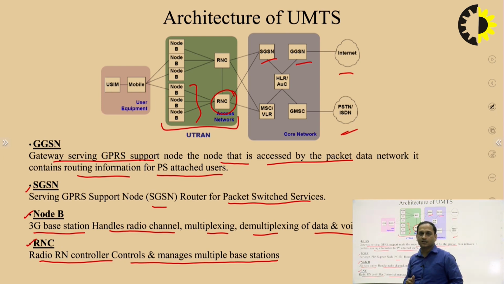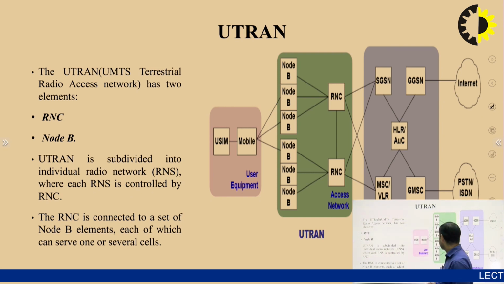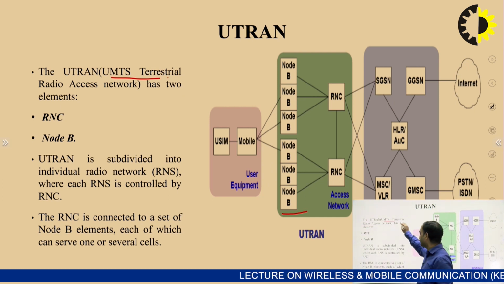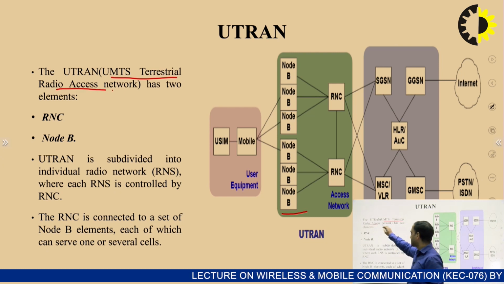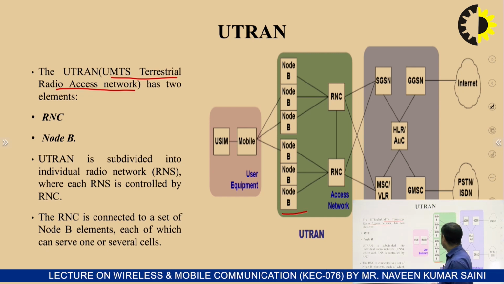So these are the components of the UMTS. Now come to the architecture of UTRAN. So what is the UTRAN? As simply we said, this is comprised of the node B and the RNCs. So this UTRAN terminology is the UMTS terrestrial radio access network, which has two elements. The first one is the RNC and the second one is the node B, right.